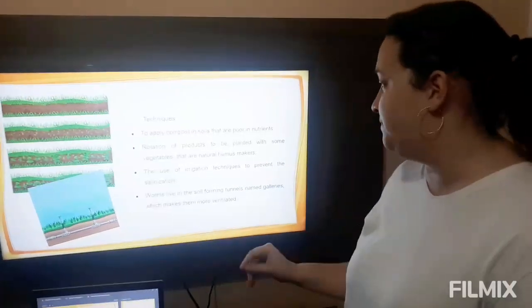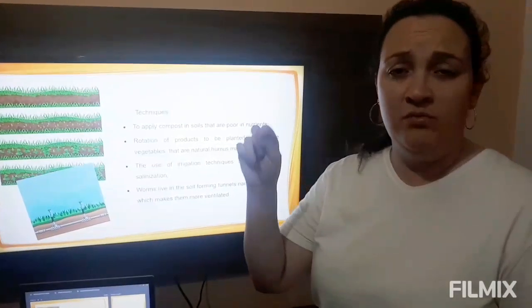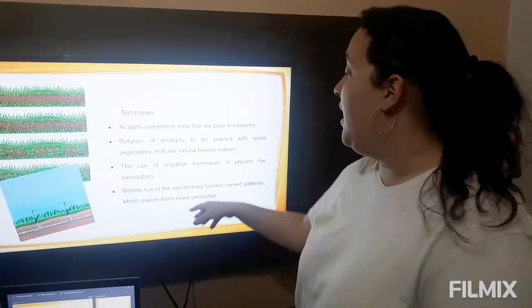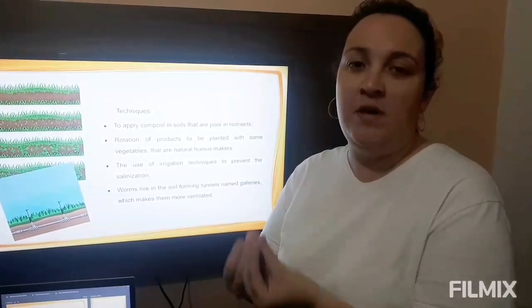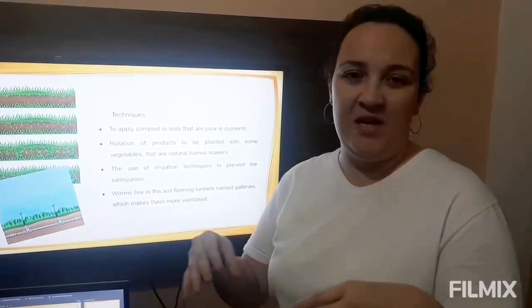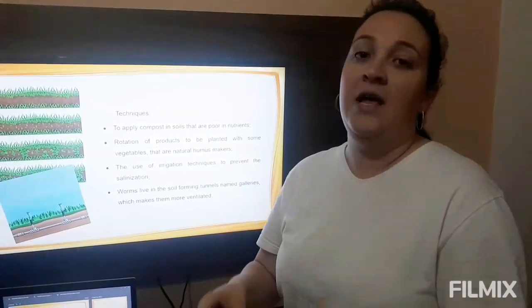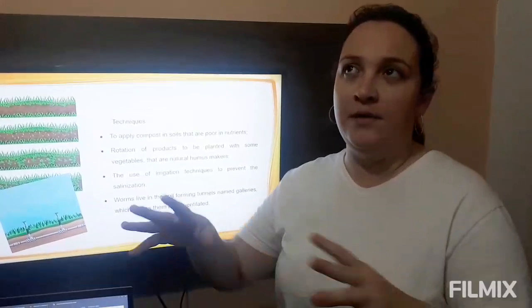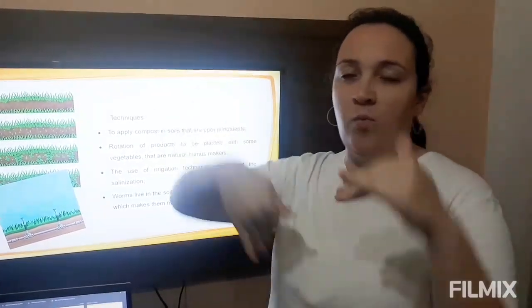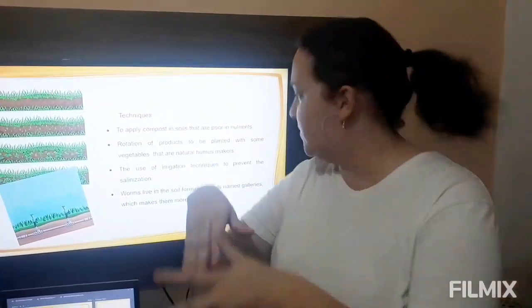And worms. You know worms, like the little animals? They are natural humus makers as well. So what happens in soils that are very poor? We put food and we put worms there. Then they make worm galleries. They're big spaces where they walk through it, where they crawl through it.